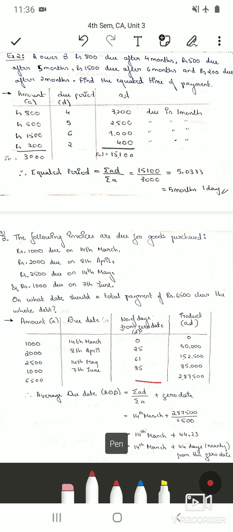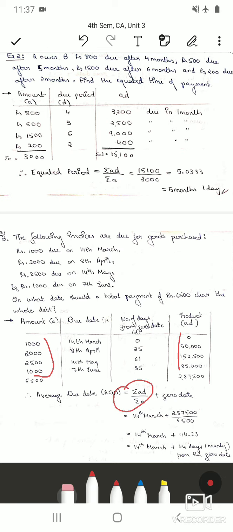Don't make mistakes in finding number of days, because if you make mistakes here, then definitely you will end up with wrong answers. So once you get number of days from the 0 date, this is your D, this is your A, find the product, which is A into D. So 0 into 1000 is 0, 2000 into 25 is 50,000, 2500 into 61 is 1,52,500, and then 1000 into 85 is 85,000. So we have to find summation of A and summation AD. So add all this, you will get 2,87,500. Add all the A's, you will get 6,500.